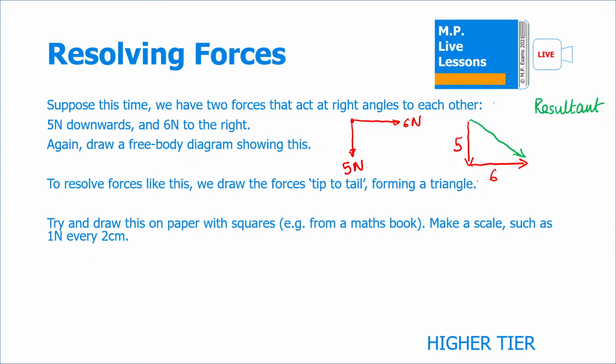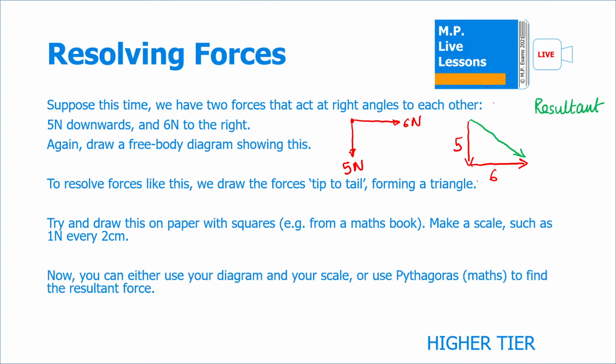Now, if you're drawing this on some lines on squared paper, don't forget to use a scale. For example, 1 newton every 2 centimeters, something like that. So when you measure your resultant force, you can use your ruler and use your scale to make an accurate guess, perhaps. Or if you're confident enough, you could use some maths. For example, you could use Pythagoras, and to find the angle as well, you could use trigonometry. So here, as a warning, you would probably need a protractor.